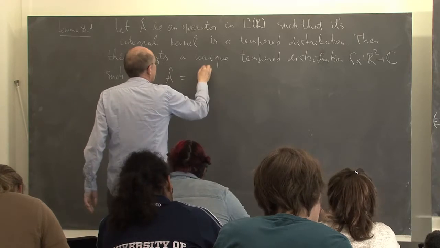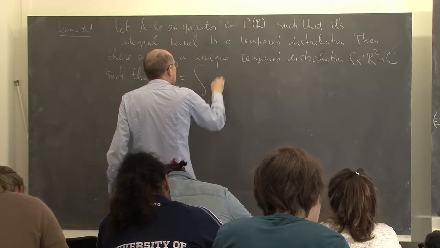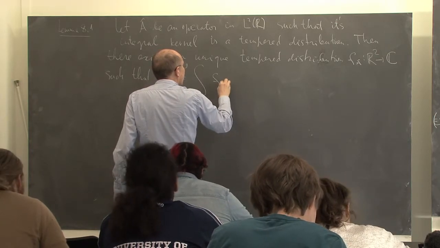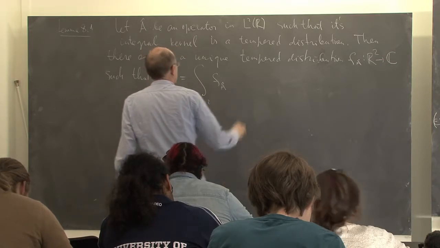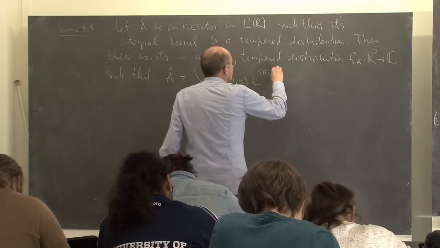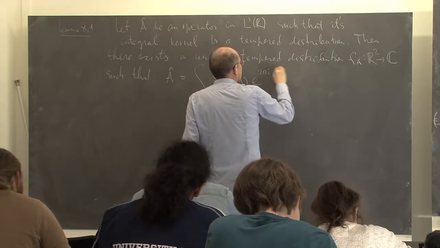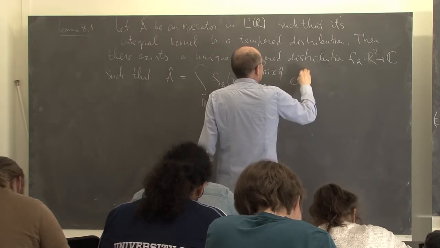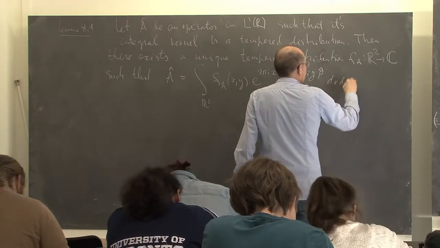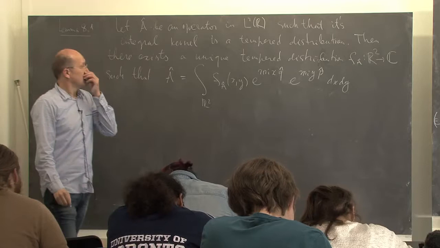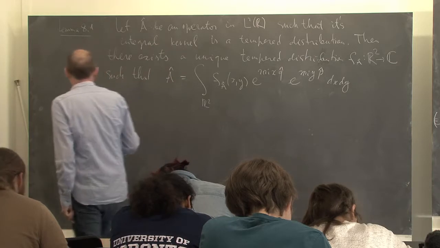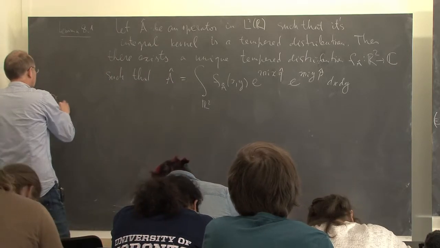operator A is written as the integral over R2 of f_A hat of xy, e 2 pi I q hat x, e 2 pi I p hat y, dx dy. Okay, so how to prove it? Let us see.